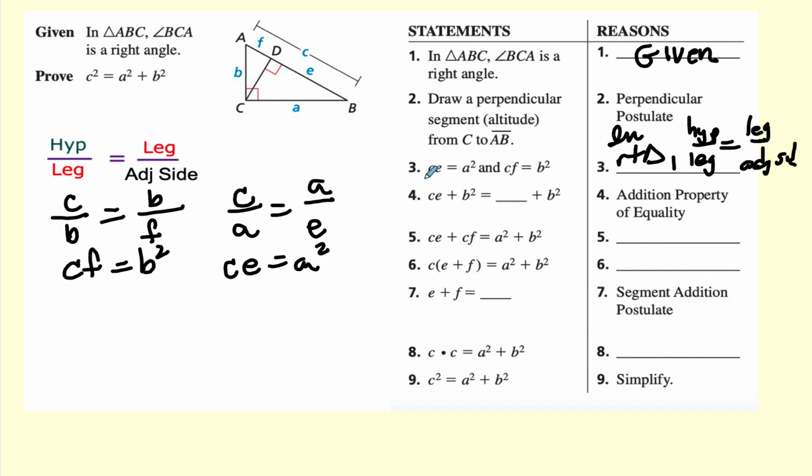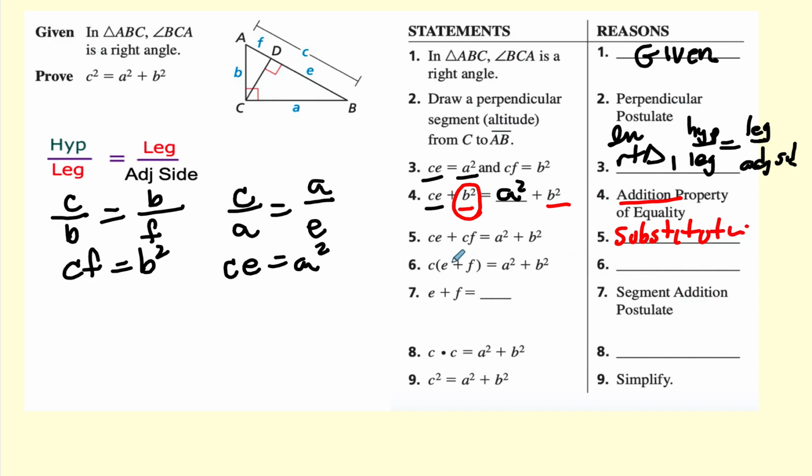Now we're going to take this and I'm going to add the same thing to both sides. So I'm going to put CE here. I have A squared here, and I am going to add the same thing to both sides. I'm going to add B squared, and that's the addition property of equality. All right, now that I have this, I am going to take this B squared and rewrite it. I'm going to put B squared is equal to CF, so I'll put a CF right here, and that's called substitution.